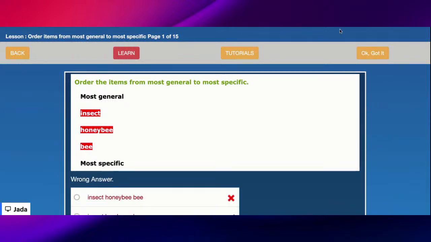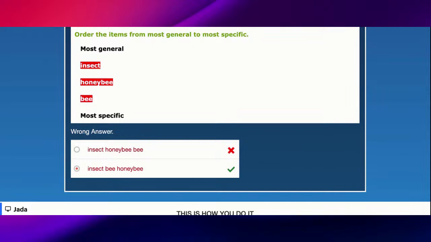You guys said option one, but option one is wrong. Do you know why? Because we have the insect. The insect is the more general, right? So when you have the insect, before you can get honeybee, you need to have bee. Because honeybee is gotten from what? Bee. So if you don't have bees, we cannot have honeybee. So we need to have bee first before we can have honeybee.